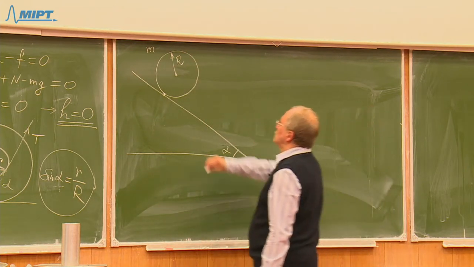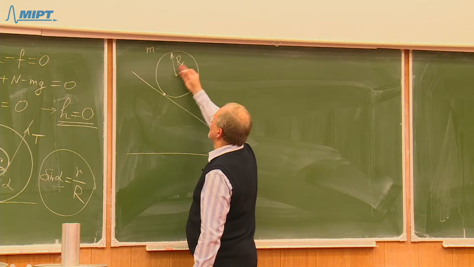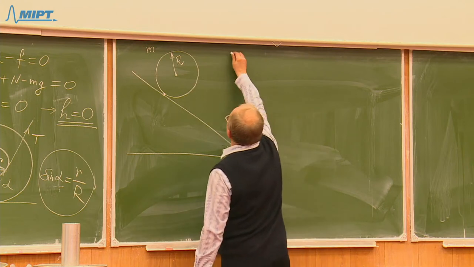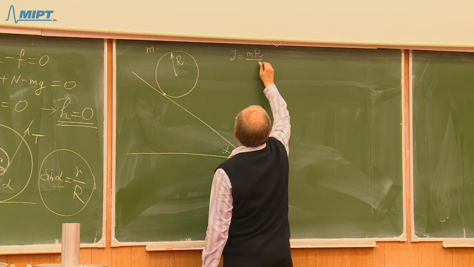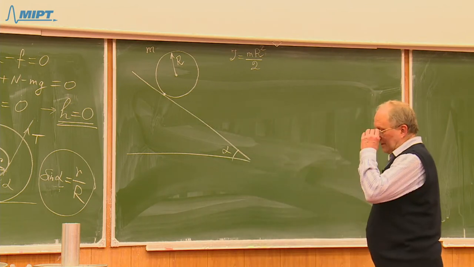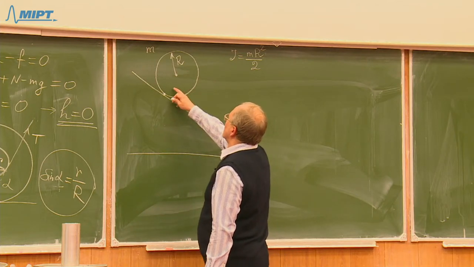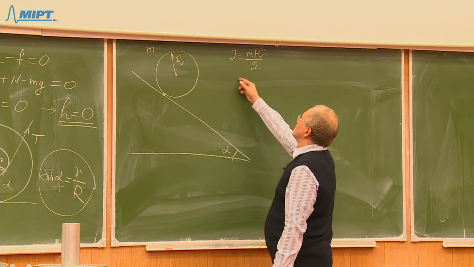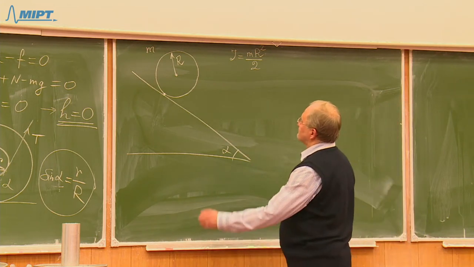This may be a uniform cylinder with uniform distribution of mass, or it may be something like a disk with uniform distribution of mass. Last time we obtained a formula for the moment of inertia of such a disk or such a cylinder, which is mr squared over 2. And if we consider the accelerated rolling motion of this cylinder, then we will need this moment of inertia.